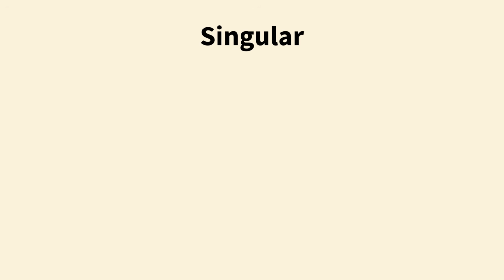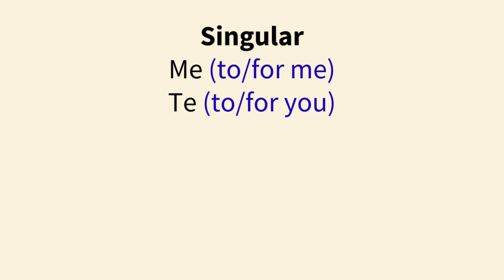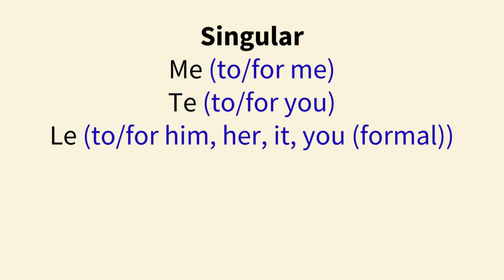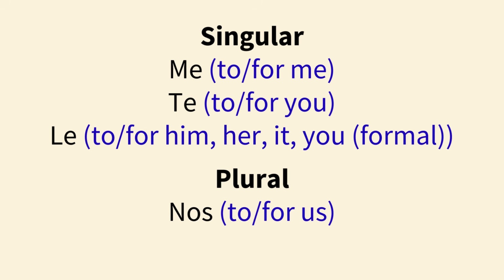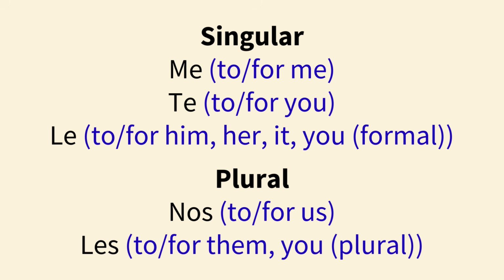In singular we have me, which means to or for me. Te, to or for you. Le, to or for him, her, it, or the you formal. And in plural form, we have nos, to or for us. And we have les, to or for them, or you plural.